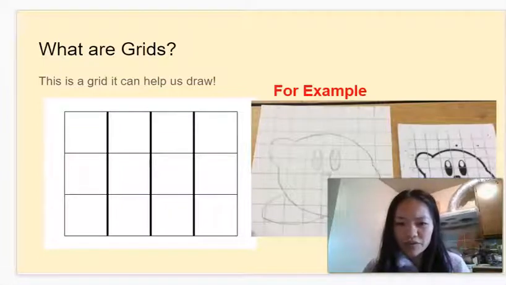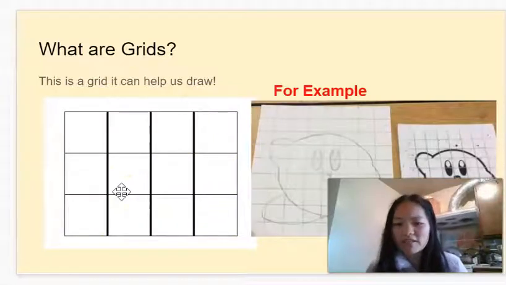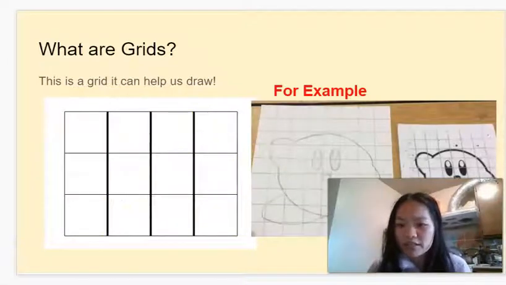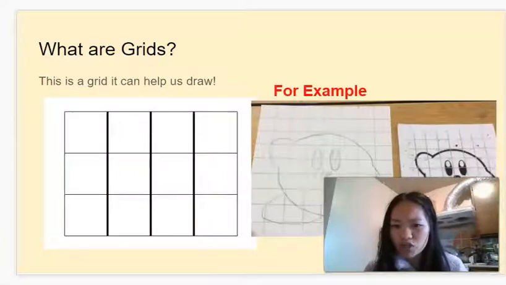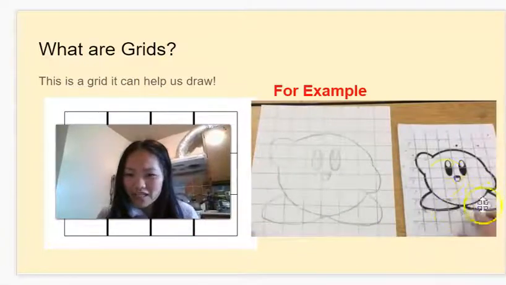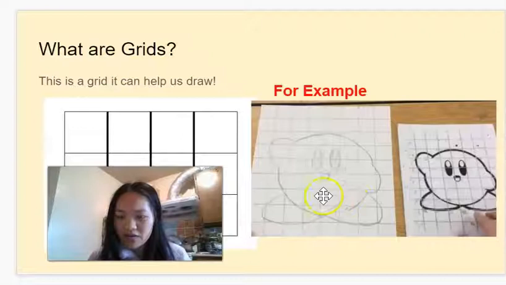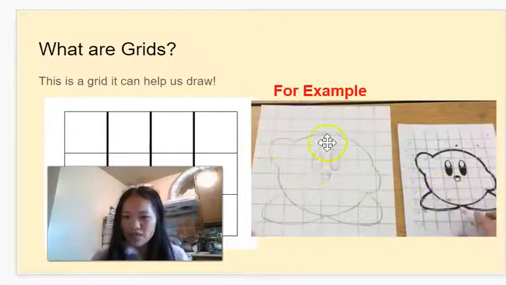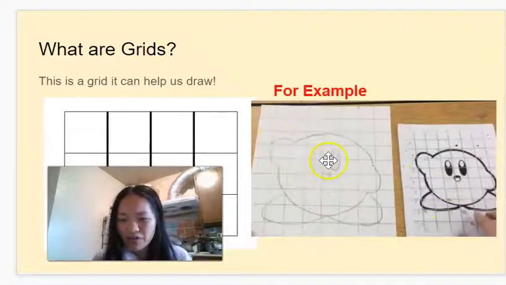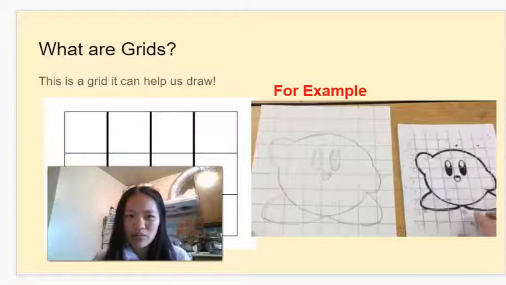First of all, what are grids? This is an example of a grid right here below. You've probably seen it in math class, science class, other classes. But let's say, for example, you wanted to draw Kirby. Alright, you go ahead and get that picture, draw lines like the grid that you just see right here on the left. And use those lines to help you see exactly where the eyes go, where the nose goes, where the legs go. So you might be questioning, oh, Miss Chen, what does that mean?